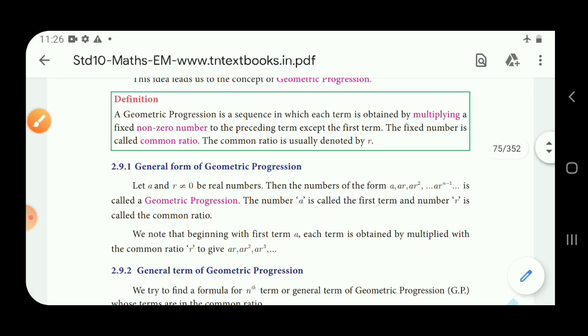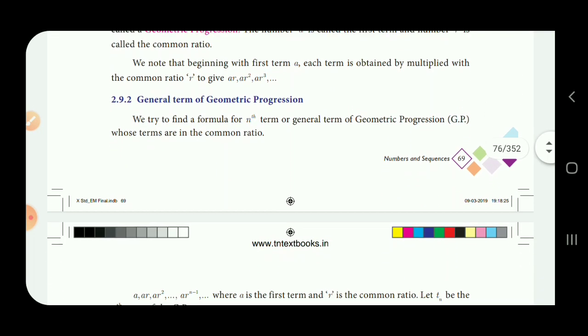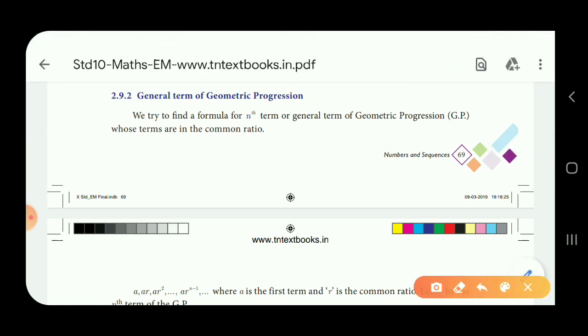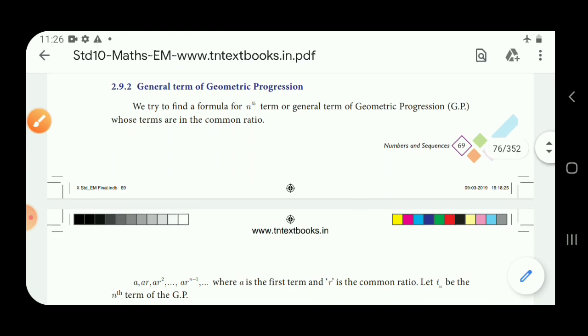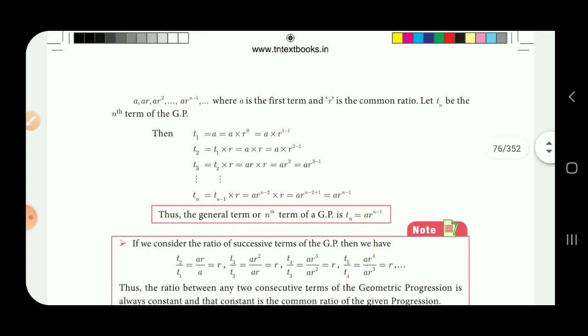So now we can look at the general term of a geometric progression. What is the general term of the geometric progression? We try to find a formula for the nth term, or general term. Nth term and general term mean the same thing, for a geometric progression, in short form GP, whose terms are in a common ratio.